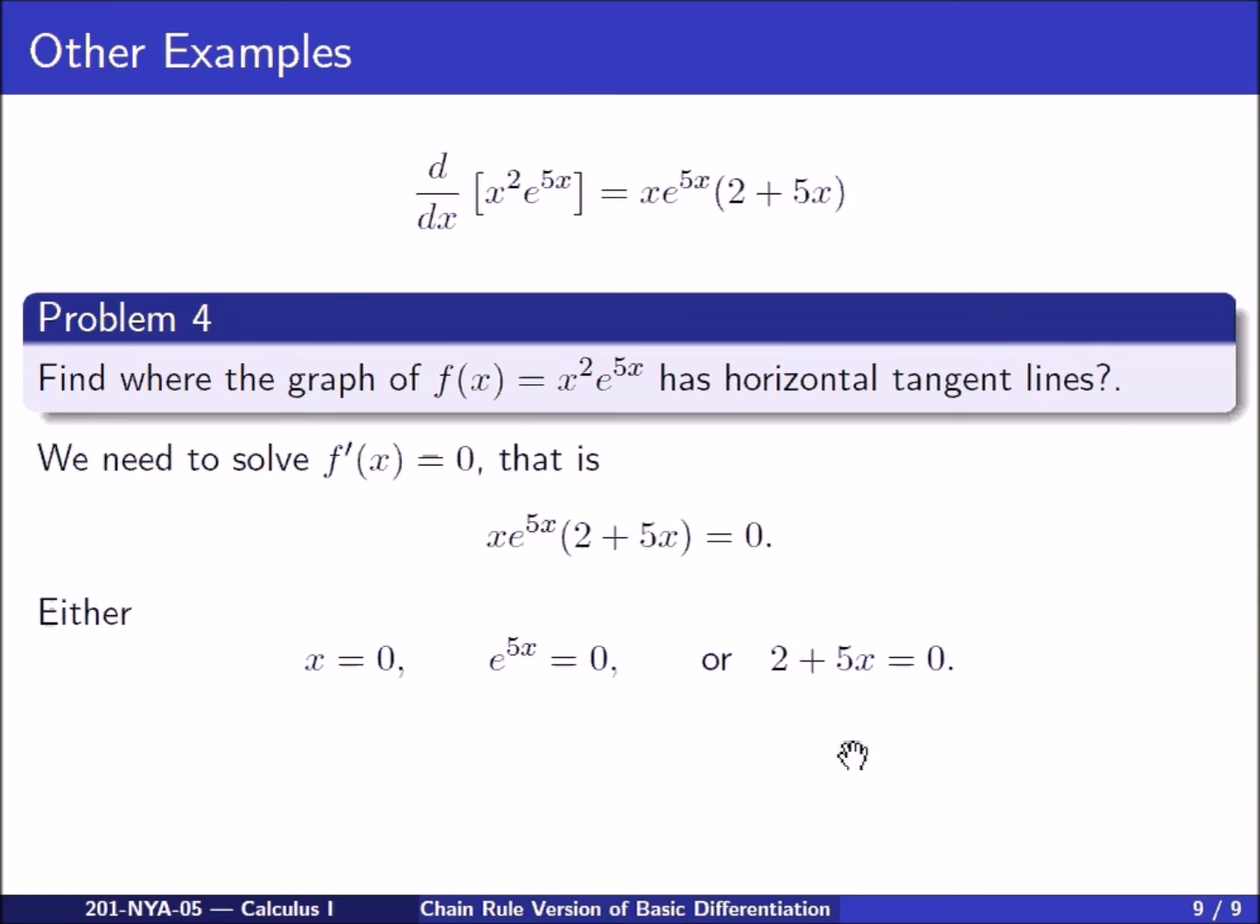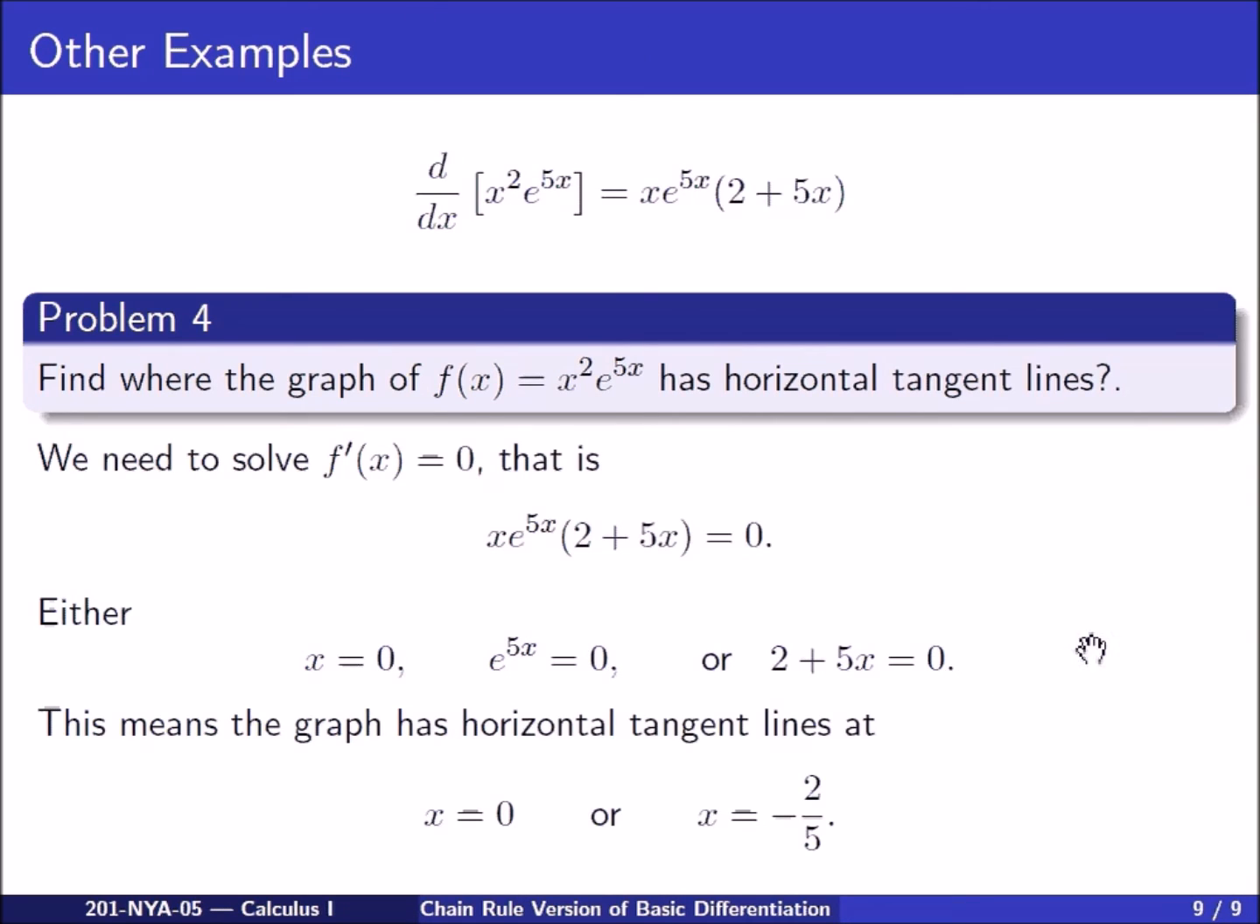As for this one, this is pretty easy to solve. You send the 2 to the other side and divide by 5. So you get 2 solutions: the derivative is 0 when x is 0, or when x is minus 2/5. Those are the 2 values of x where the derivative of f is equal to 0, or where the tangent line is horizontal.